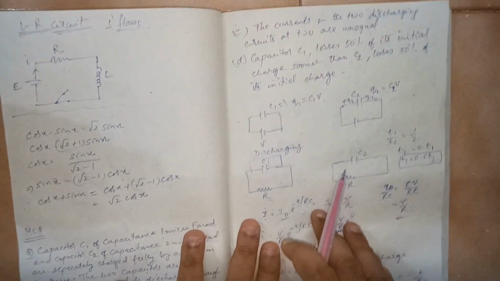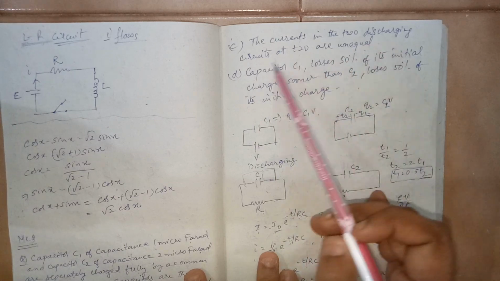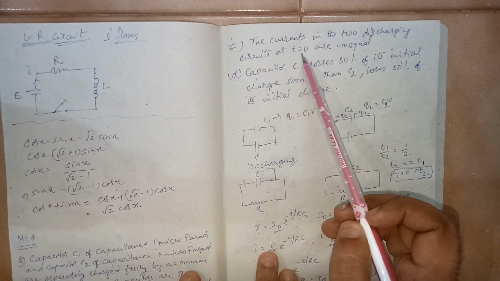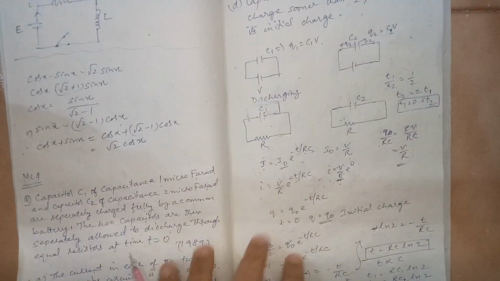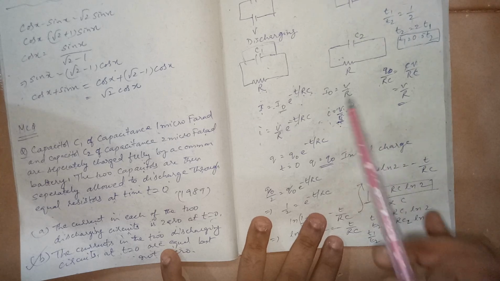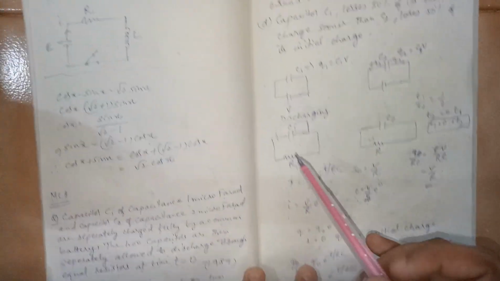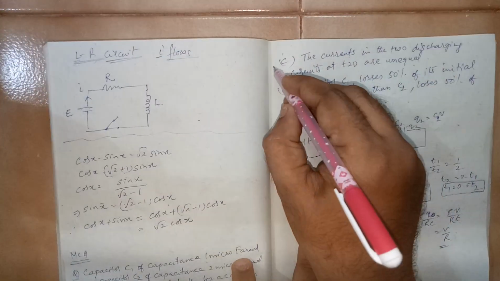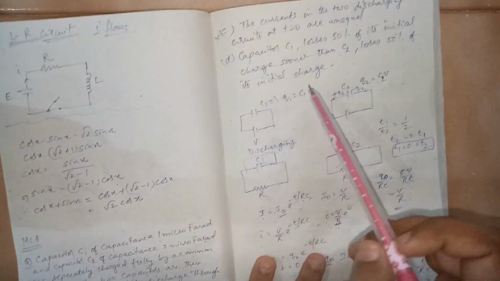Let us move to the third option. The currents in the two discharging circuits at t equal to 0 are unequal. Just now we have seen that they are equal. It is V by R. They are not 0 and they are equal. So this option is not correct. It is wrong.